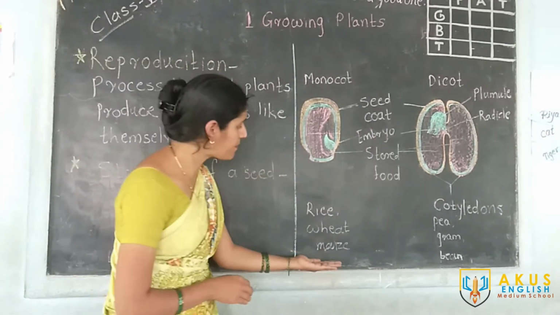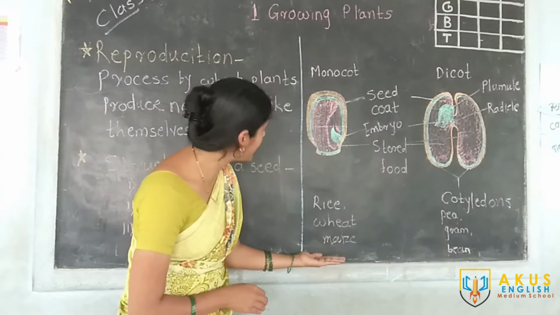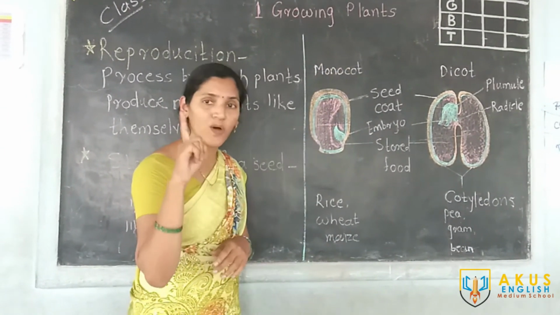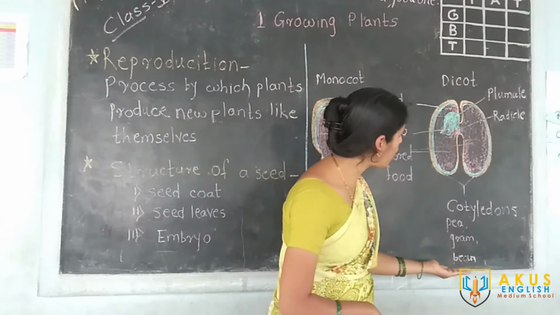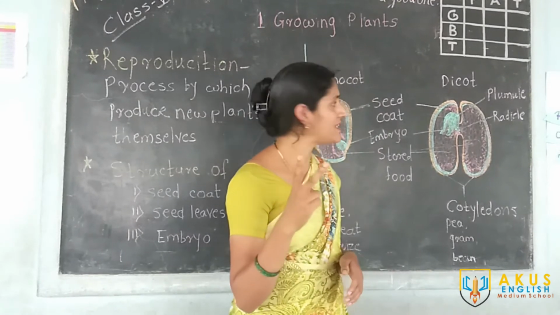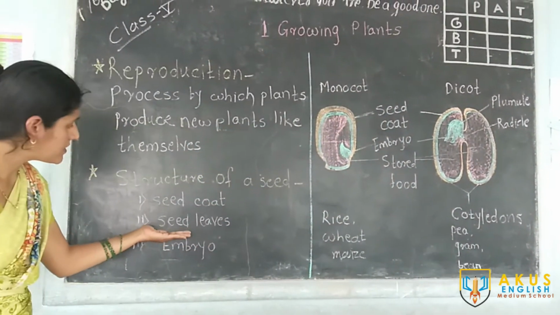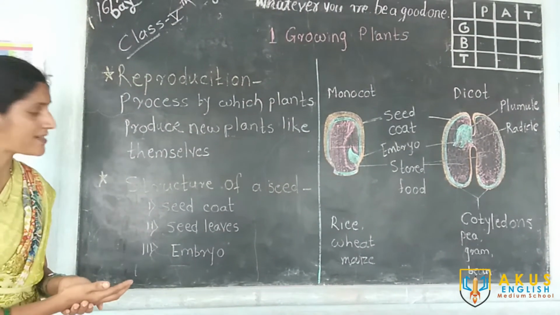Here a few examples are mentioned. Plants such as rice, wheat or maize are examples of monocotyledon. They have one seed leaf. While plants such as pea, gram or beans have two seed leaves. So that is dicotyledon. Now, the next one is the embryo, another important part of the seed.